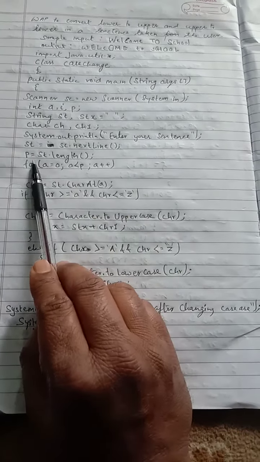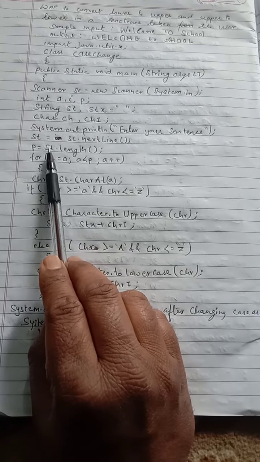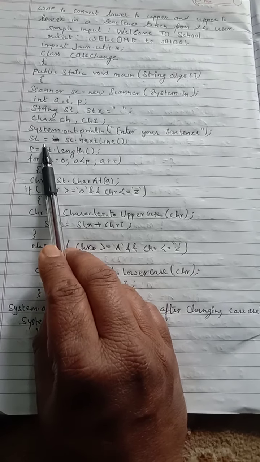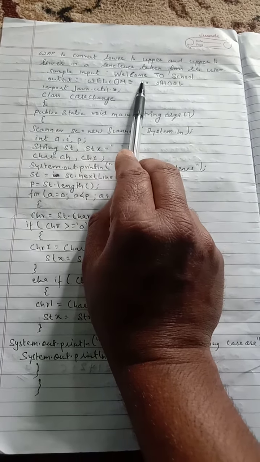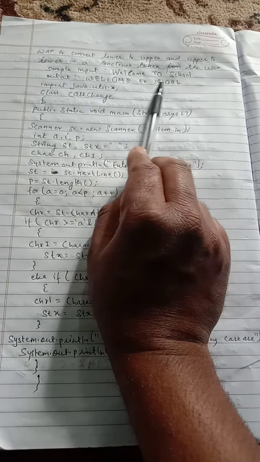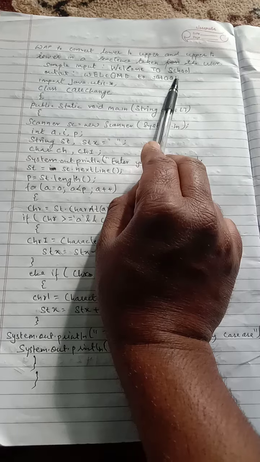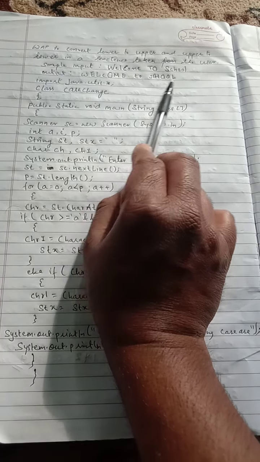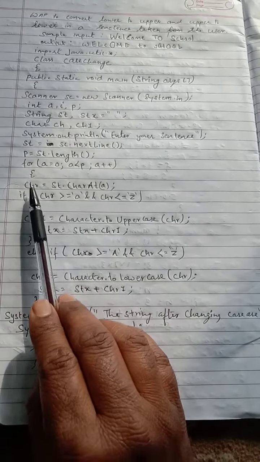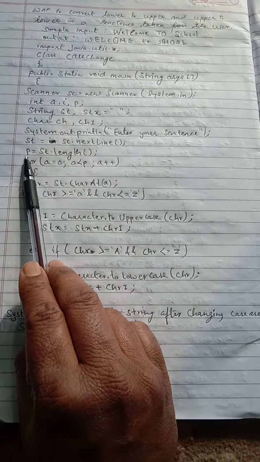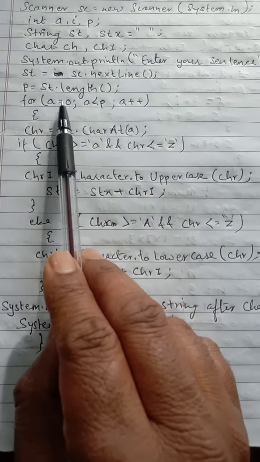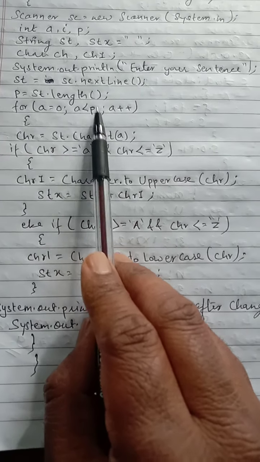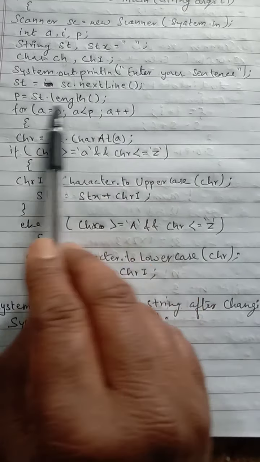After that we are using p here. Int p equals the length of that string, so st.length. For example, this is the st, welcome to school, the string you have taken from the keyboard. Now we are finding the length, and the length is stored in p here. Again we are using a loop: for a equals 0, a less than or equal to p, a plus plus. This is the looping.